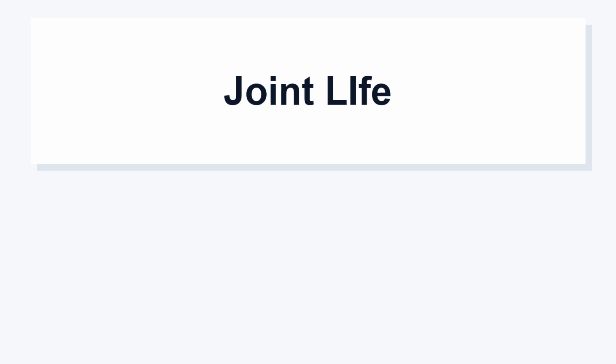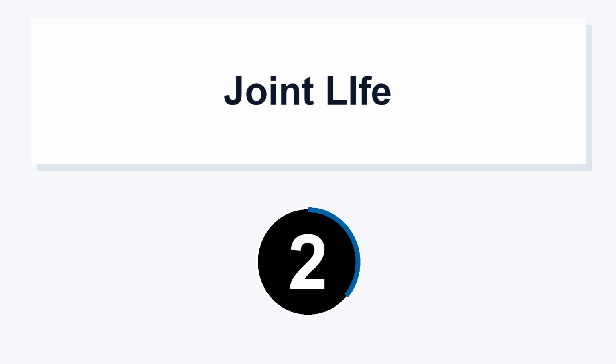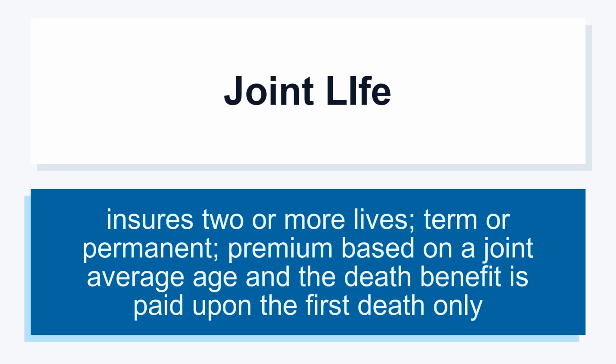Joint life: insures 2 or more lives, term or permanent, premium based on a joint average age, and the death benefit is paid upon the first death only.